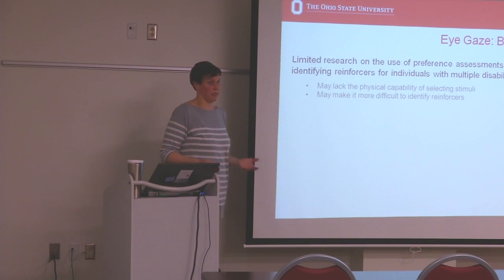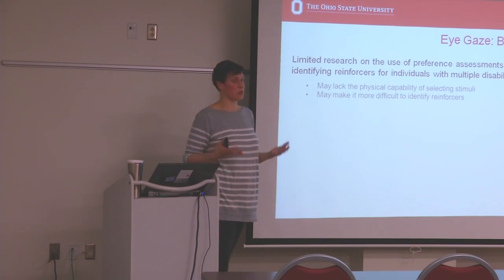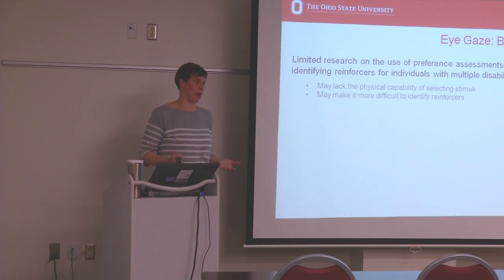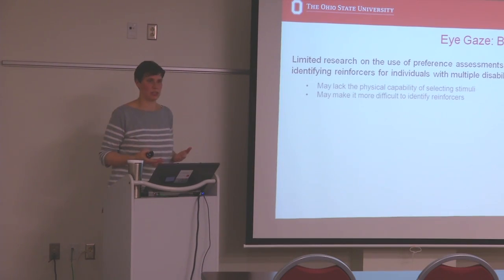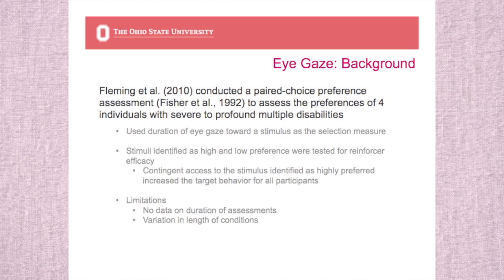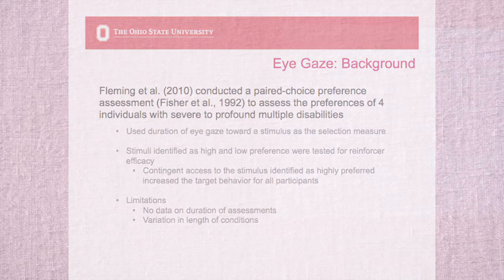And so we thought, okay, let's see if they can look. We give them 2 choices, can they look? And give us enough information to come up with a hierarchy. So in 2010, we did a study, and this was the first time we did this, and we used a paired choice preference assessment. That is where you have a group of items, you pair each item with every other item, and you present each pair. And you simply look at which things were selected most.